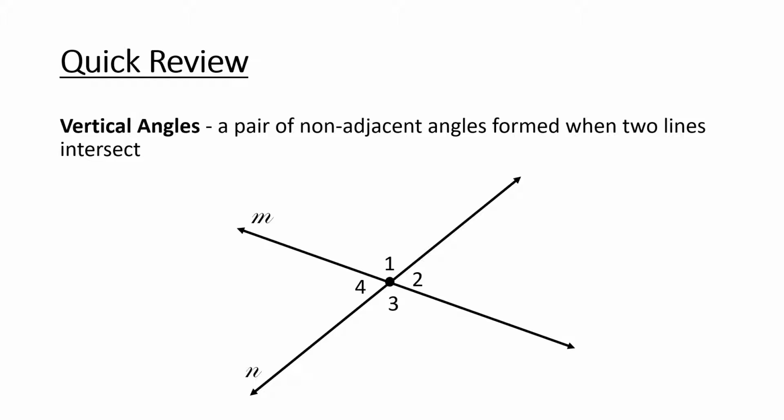If we look first at angle 1, it is adjacent to 2 and 4, but non-adjacent to angle 3. Therefore, angle 1 and angle 3 make up a pair of vertical angles. Now we also have another pair of vertical angles, being angle 2 and angle 4. So then our other pair of vertical angles is angle 2 and angle 4.